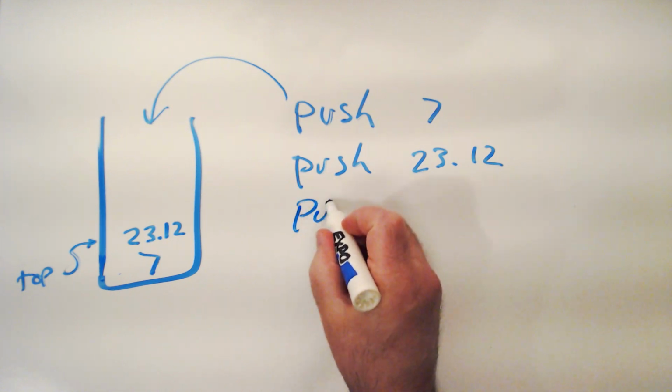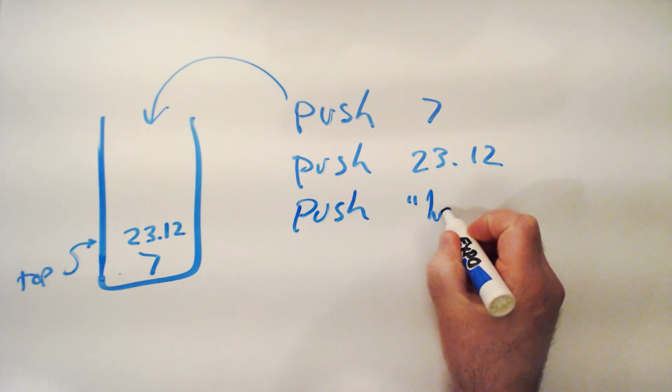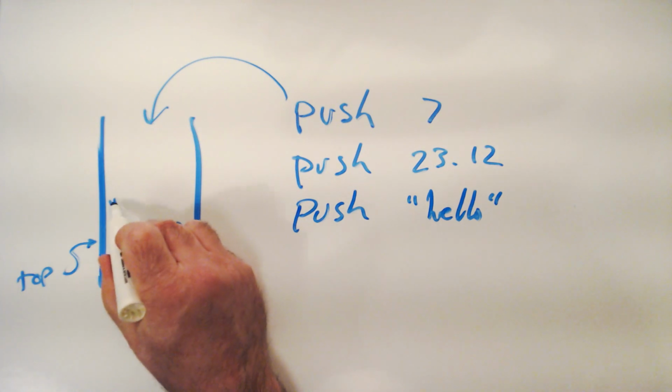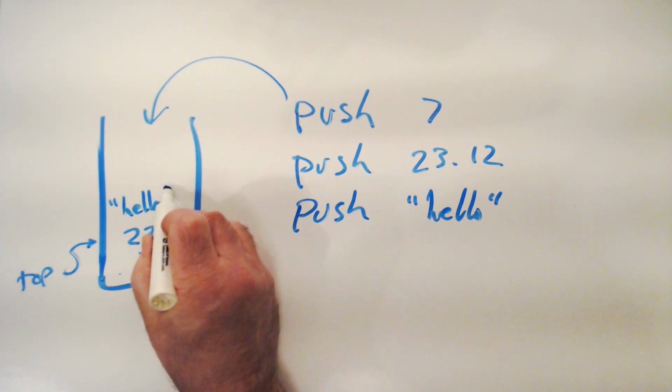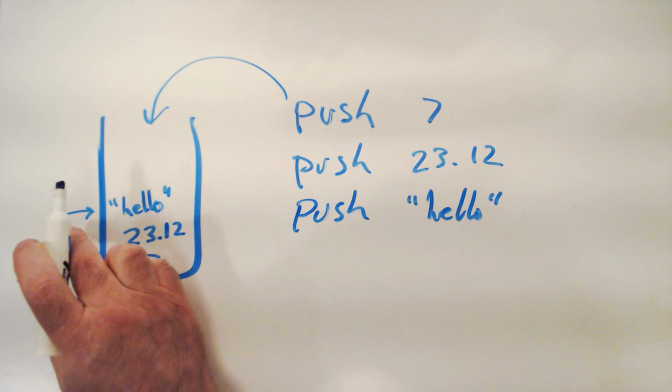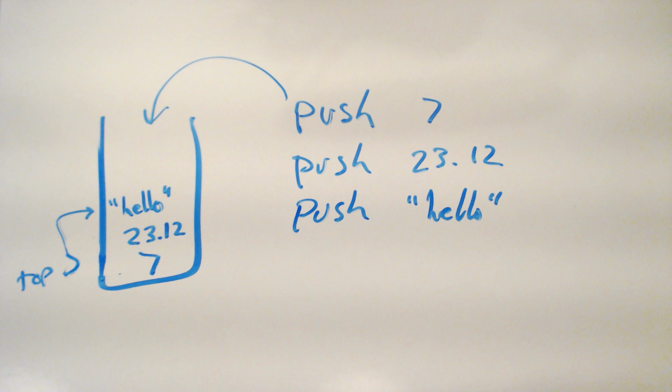If I push a third thing, maybe the word hello, it would go on top of the 23.12. And the pointer would move up to say, oh, there's the new top of the stack. It would remember where the top is all the time.